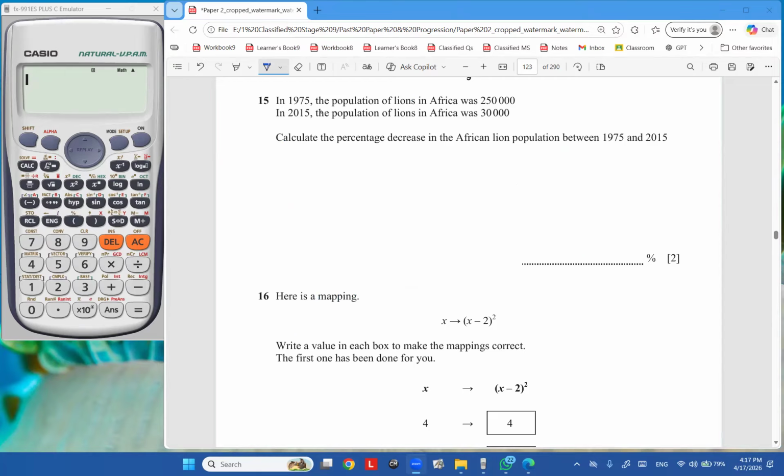In 1975, the population of lions in Africa was 250,000, while in 2015 it was 30,000. To calculate the percentage decrease, we agreed on the same rule, absolute change. What is the change that happened? It is 220,000. This is the change that happened over old. Old was what? The old was 250,000.